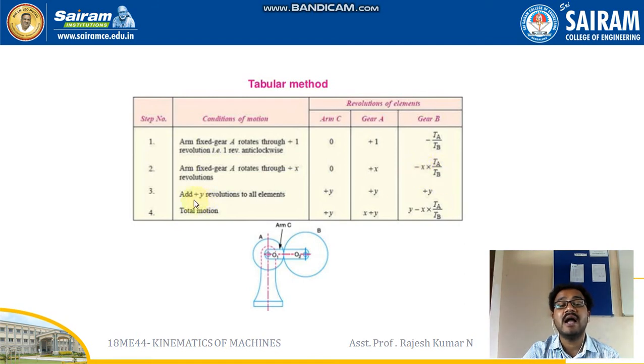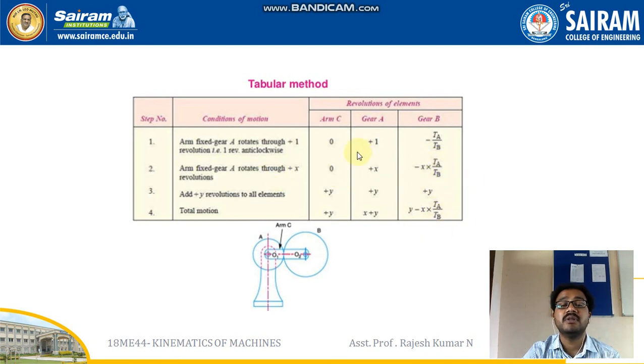The next step is to add plus Y revolutions to all elements. Now I am not considering arm C as fixed. Now everything is free to rotate. So I'll be adding plus Y revolutions to A, B and C. So plus Y, plus Y, plus Y. The total motion will be, now add these things: plus Y for the arm, plus 1 plus X plus Y, so overall it is X plus Y for gear A. Now for gear B it is minus, so Y minus X into TA by TB.